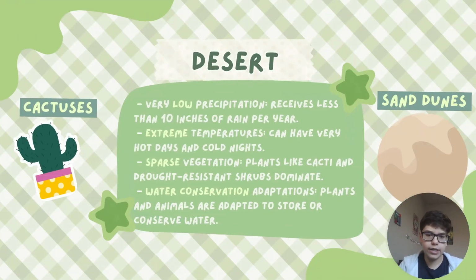Okay, lastly, let's go over deserts. So deserts have the lowest precipitation. These receive less than 10 inches of rain per year. But what you also need to remember is, I'm sure most of you guys know this by now, that Antarctica is also considered a desert, even though that's completely different when it comes to our latitudes.